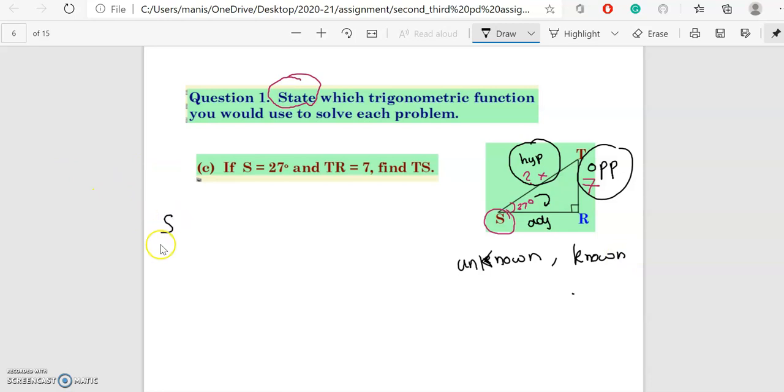So my mnemonic is SOH CAH TOA. Tell me which one I will use. I will look at these two circles. Opposite and hypotenuse means I will use sine. So my answer is sine. This is the one I'm using to solve this. Remember, I'm not solving anything, I'm just writing which function I will use to solve this problem.